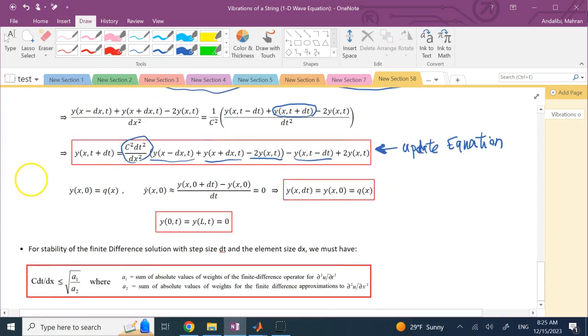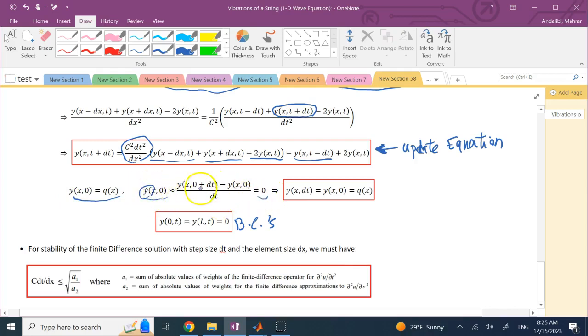And how would you apply the boundary and initial conditions? Well, the boundary conditions are easy. Y at x of 0 and y at x of L at any time point is 0. These are your boundary conditions. And for initial conditions, y at x and time 0 is q of x. And then y dot at x and 0 is equal to 0.